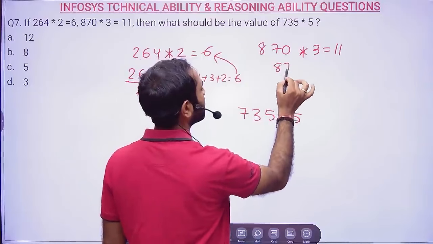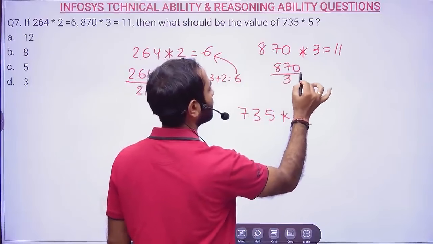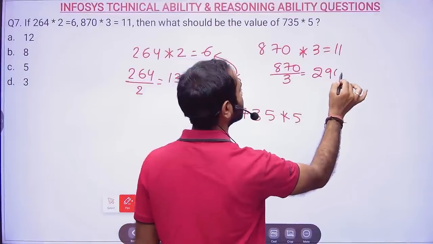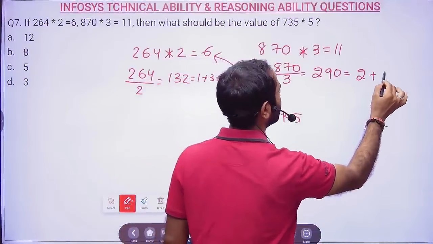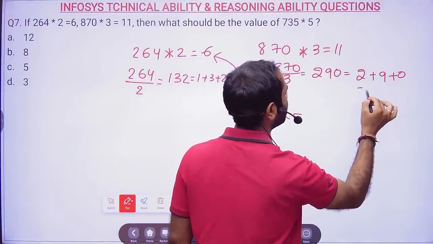Then here 870, divide by 3. Sir, this logic I am not able to understand. Obviously, practice is required, then only you will be able to understand.